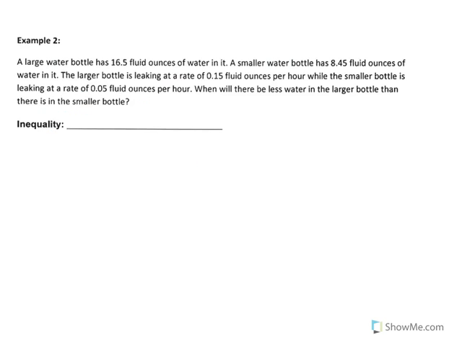Let's apply the information that we've learned to a real-world situation. So example 2, you've been given a real-world situation. We're going to pause the video so that you can read it and write your own inequality. Then hopefully you have the same thing that I have. So the inequality that I came up with was 16 and 5/10 minus 15 hundredths times x is less than 8 and 45 hundredths minus 5 hundredths times x.